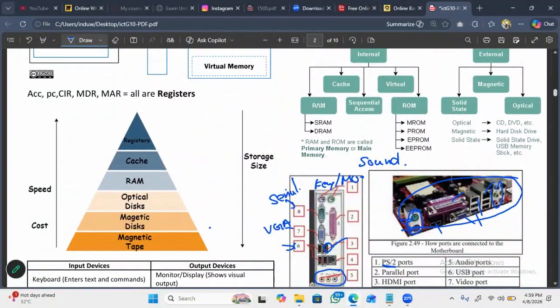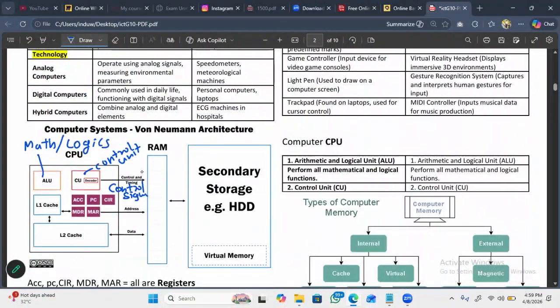Ports are connected to the motherboard. RAM is also plugged into the motherboard. So the control unit can easily send the control signals, store data in the RAM, and the motherboard is controlling all the devices through control signals generated in the control unit. So that is the basic process.